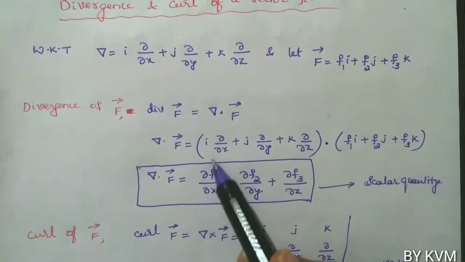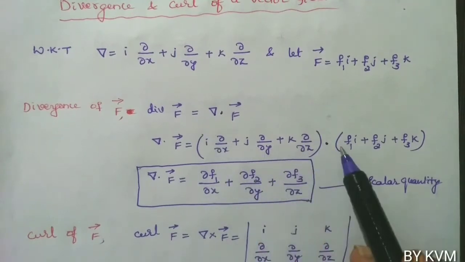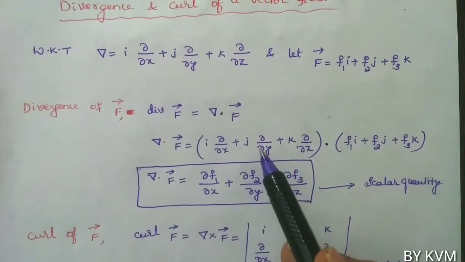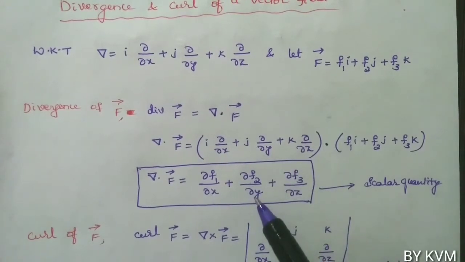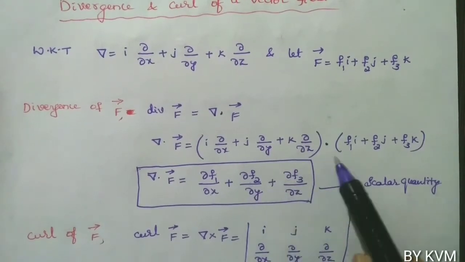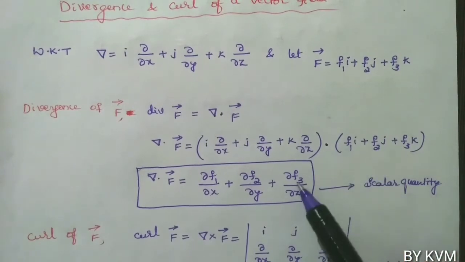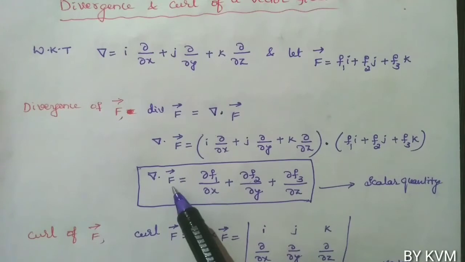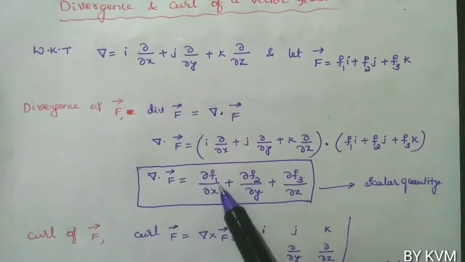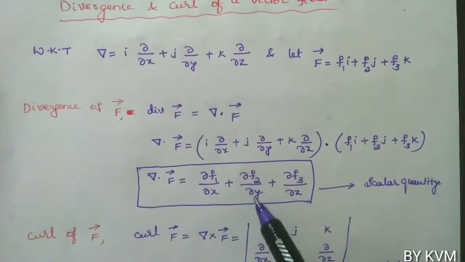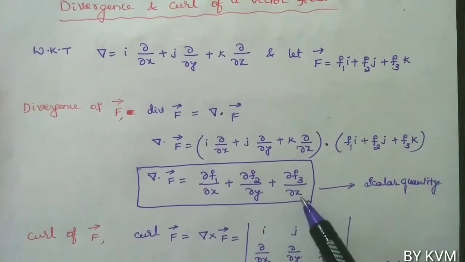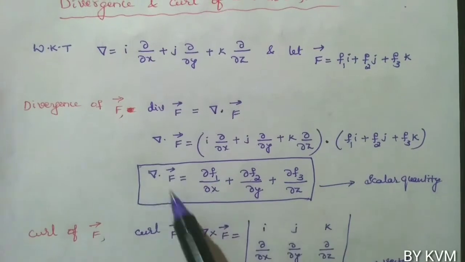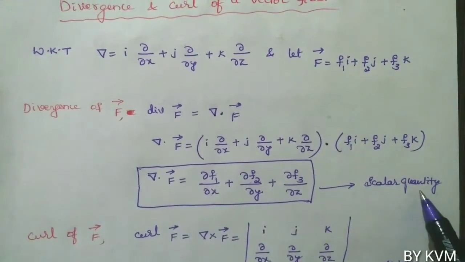So we get coefficients of i, that is ∂f1/∂x, plus product of coefficients of j, ∂f2/∂y, plus product of coefficients of k, ∂f3/∂z. So del dot f, or divergence of vector f, is ∂f1/∂x plus ∂f2/∂y plus ∂f3/∂z. So we apply divergence for a vector quantity which results in a scalar quantity.